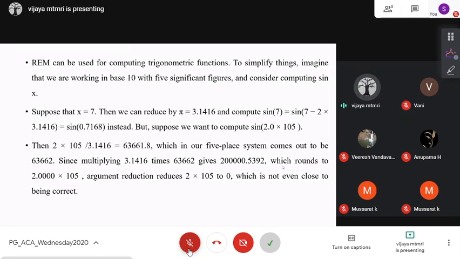Reduction reduces 2 into 1.520, which is not even close to being correct.